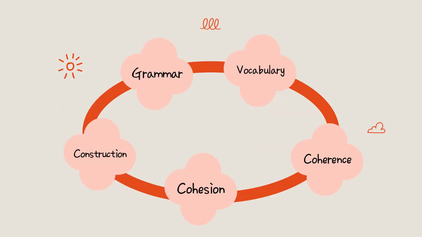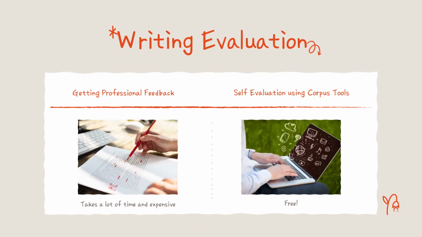Well, writing isn't just about avoiding grammar errors. Logical organization, vocabulary quality, sentence complexity, these are the kinds of qualitative features that really affect your score. But getting professional feedback takes a lot of time and is likely to be highly expensive, right? So today I'm going to show you a way to evaluate your English writing for free using corpus-based analysis tools. They can help both students and teachers assess writing more objectively and effectively.